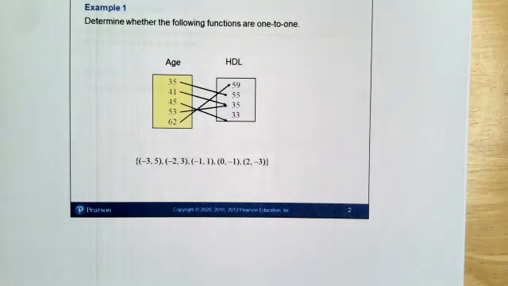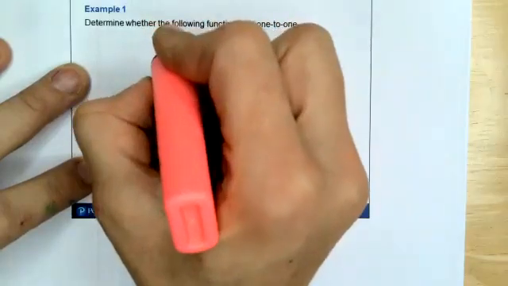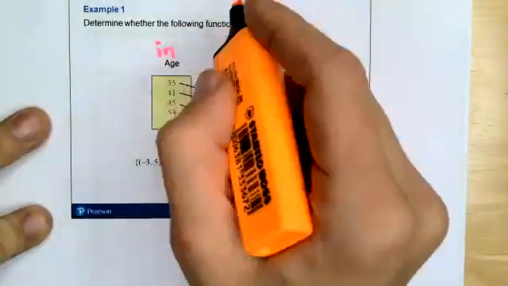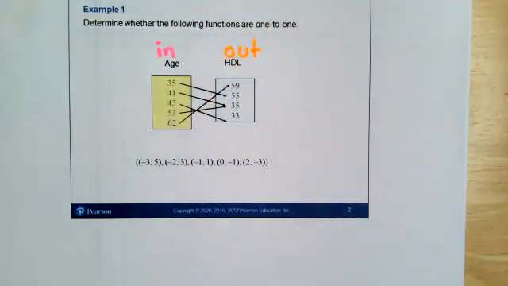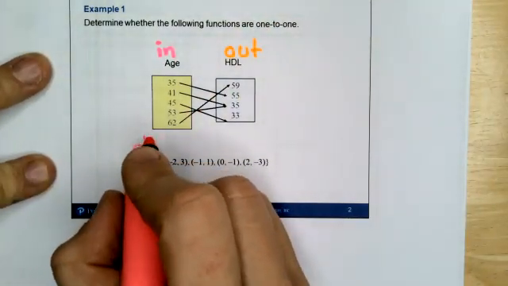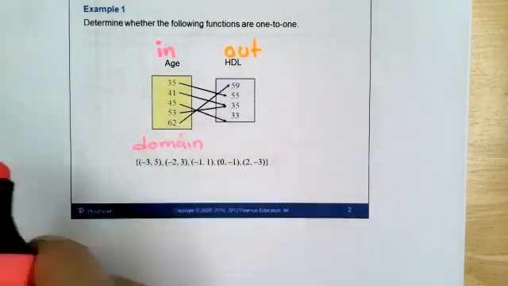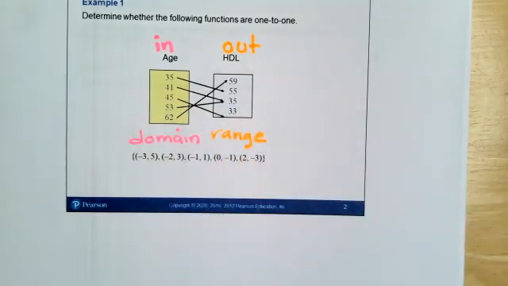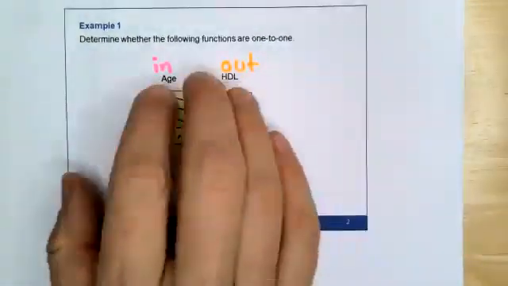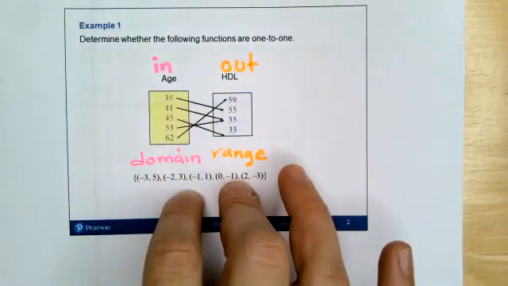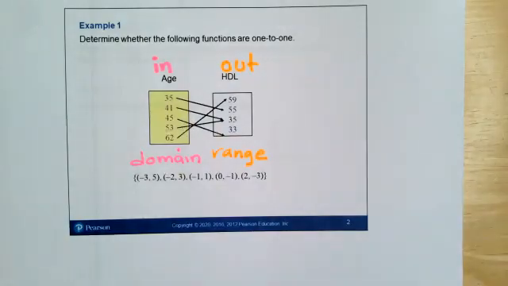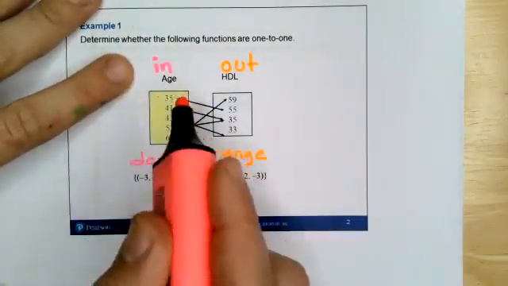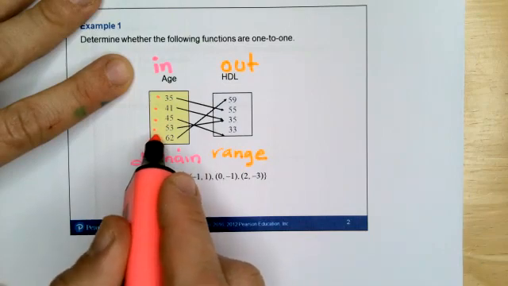As always, interrupt me if you have questions. Tell me whether this function is one-to-one. So we have our input, we have our output, or our domain and our range. Let's go through the mapping, because the mapping is separate from the ordered pairs. So for the mapping, let's go through the list of the domain: 35, 41, 45, 53, and 62.